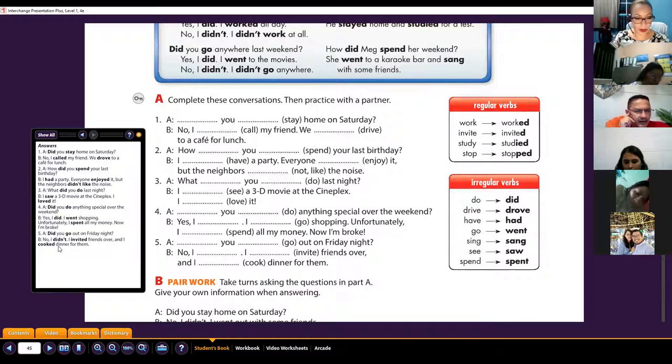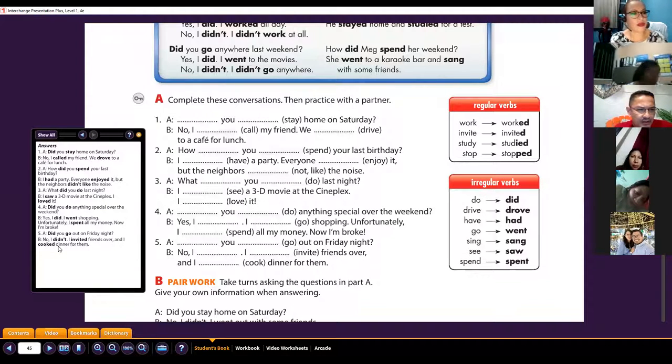Were your answers correct? Yes, teacher. All right, excellent. Does anybody have a question? Yes, how do you translate number four, did you do anything special over the weekend? Translate, over the weekend. It's similar, you say during. Oh, during the weekend. Okay.